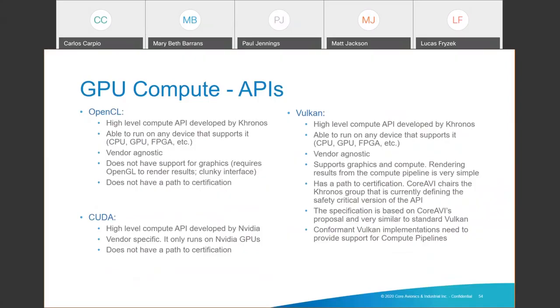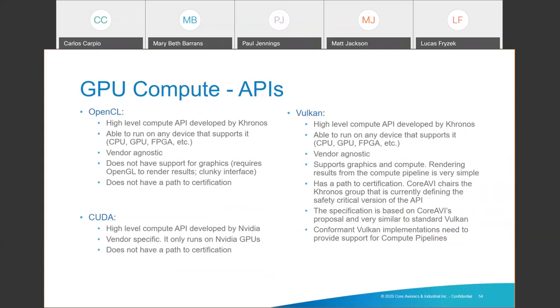But two real downfalls of OpenCL are, one, it doesn't have support for graphics. There's not an easy way to connect it to OpenGL or any other graphics API to draw. It requires multiple copies, and it's not very friendly to the user. The other big downfall, especially in the aerospace and defense market, is that there really isn't a path to certification for OpenCL. There is no proposed standard right now for a safety critical variant of OpenCL, so for safety critical systems, it's not really an option.